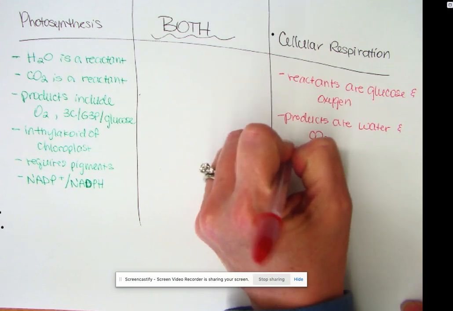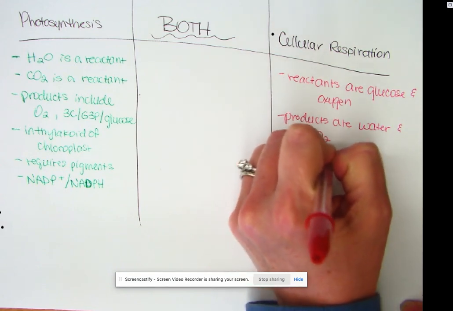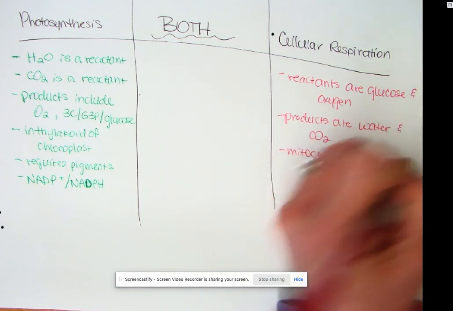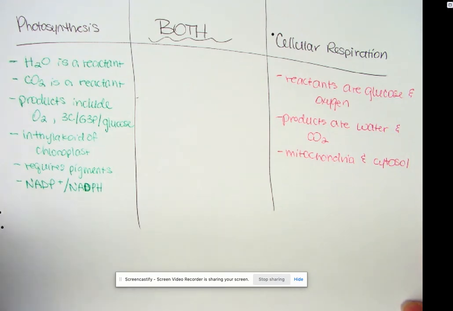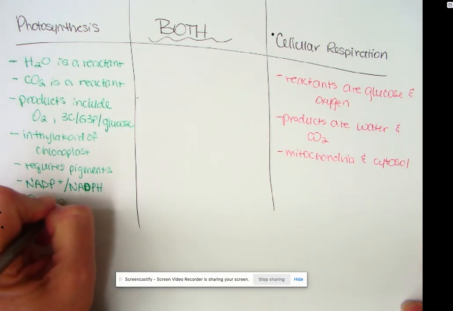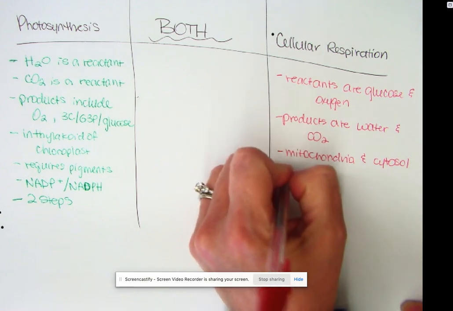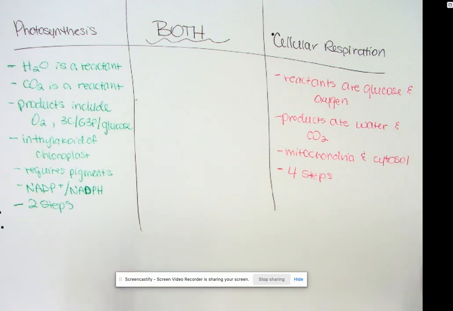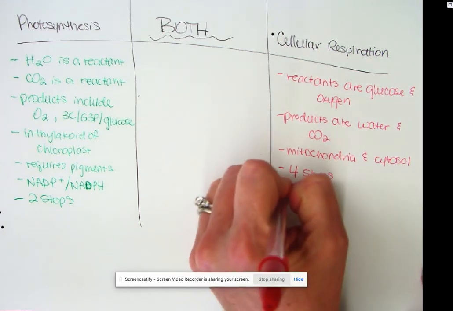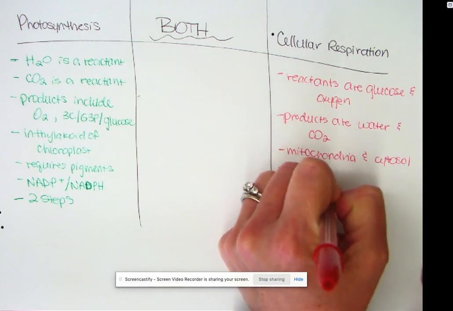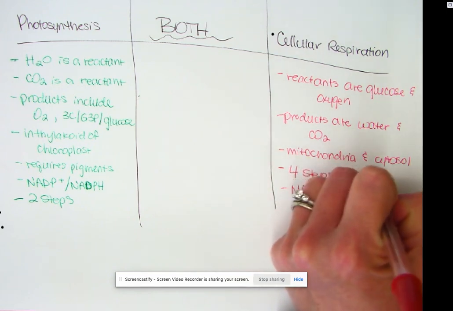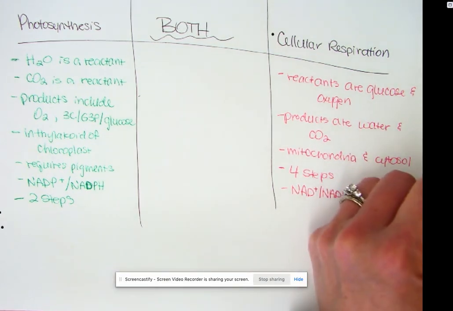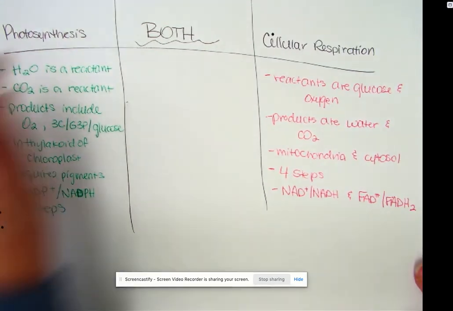It occurs in the mitochondria, well, most of it. Mitochondria, and we'll put cytosol because glycolysis occurs in the cytosol. This one only has really 2 steps. This one has 4. You could also say 3.5 because some people don't really call pyruvate oxidation a step. It uses the electron carriers NAD plus, or you could just say NADH, and FAD plus plus or FADH2.